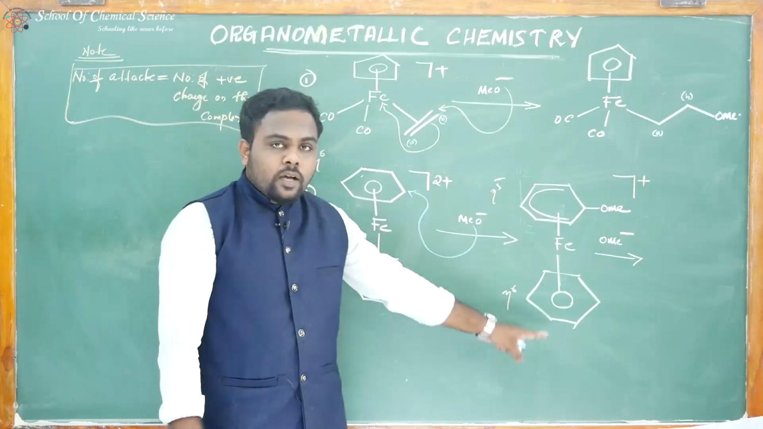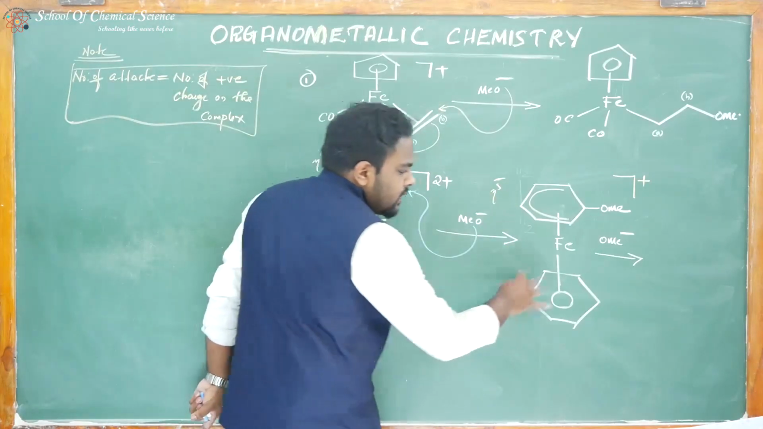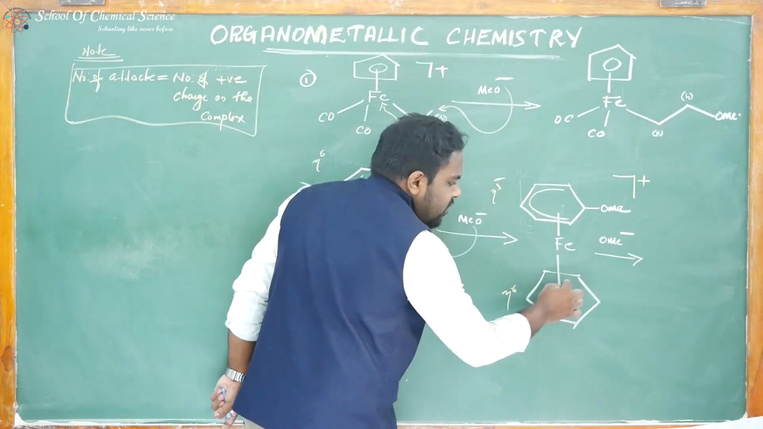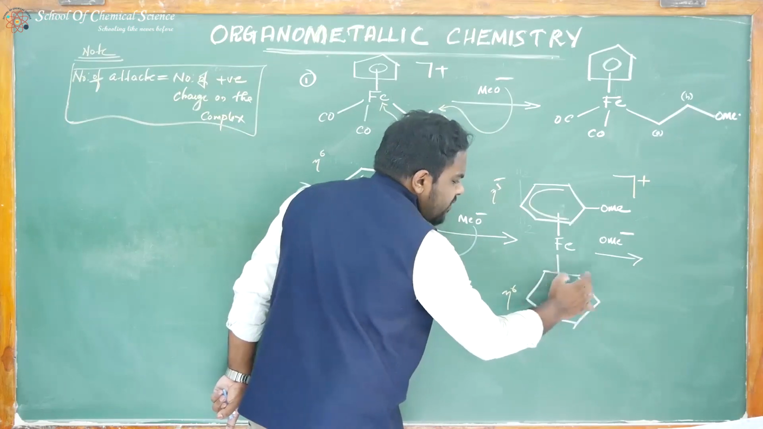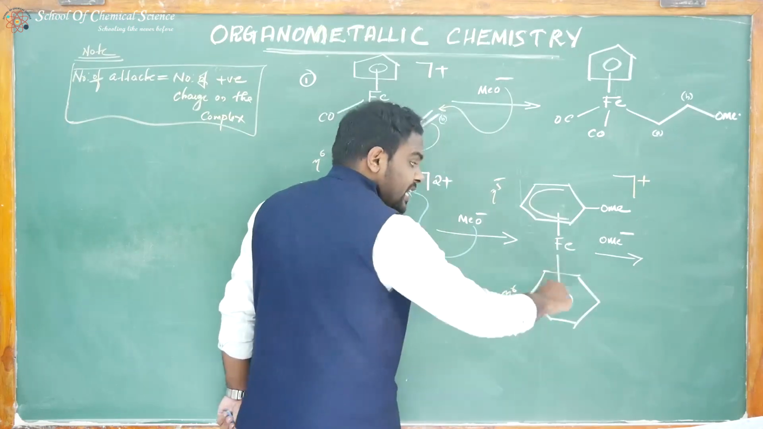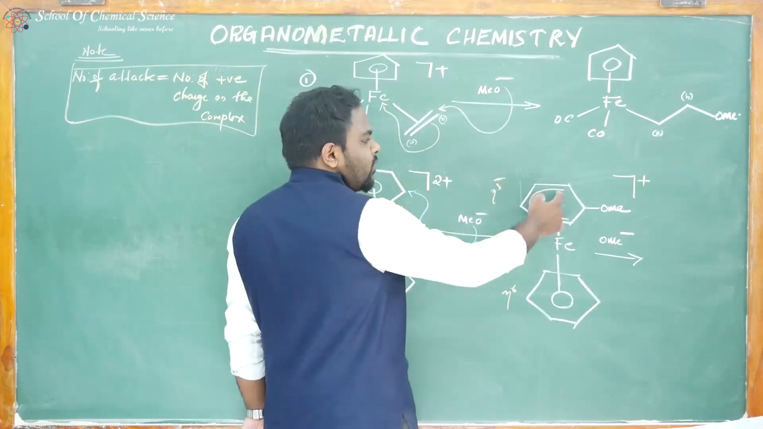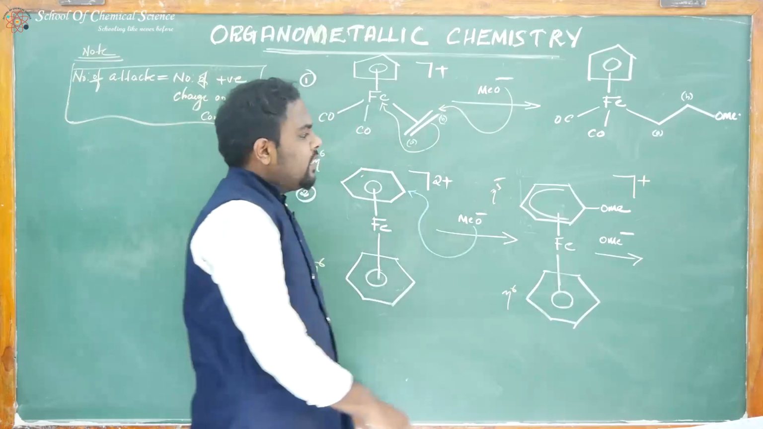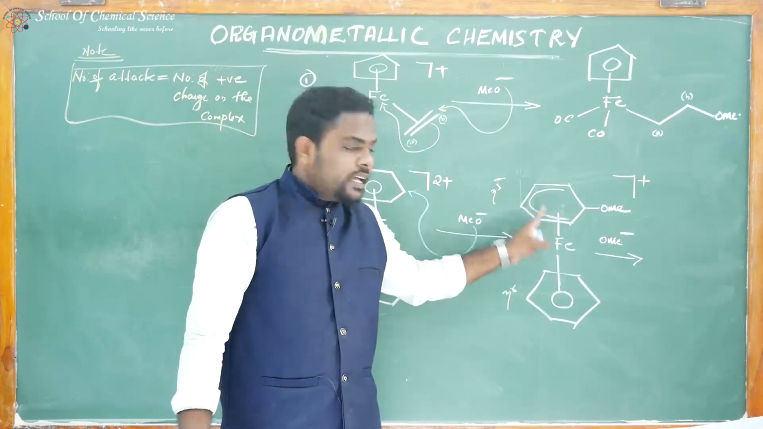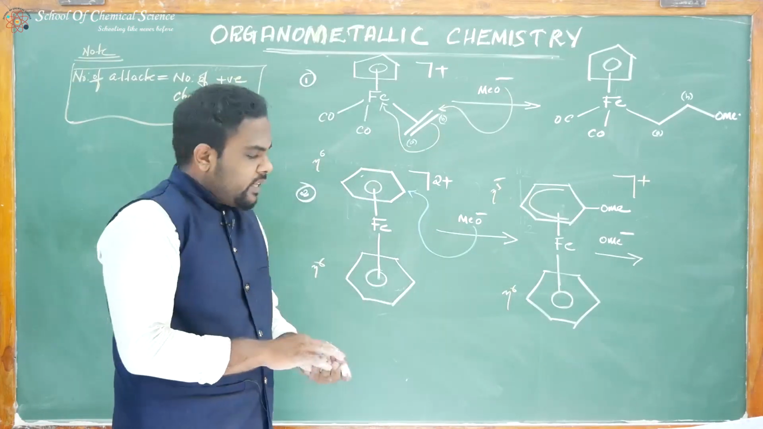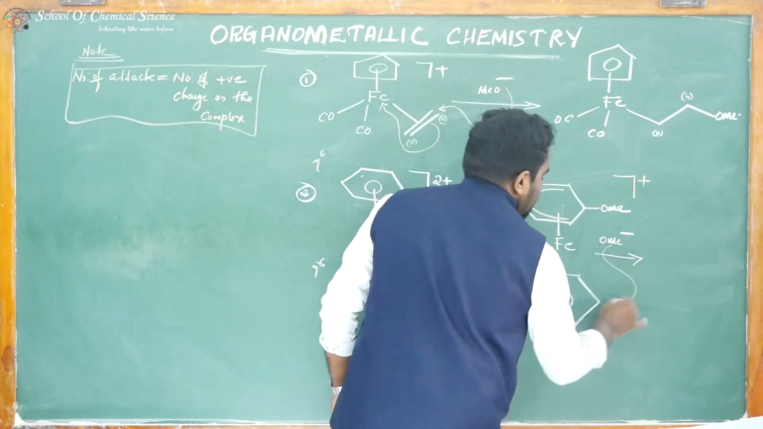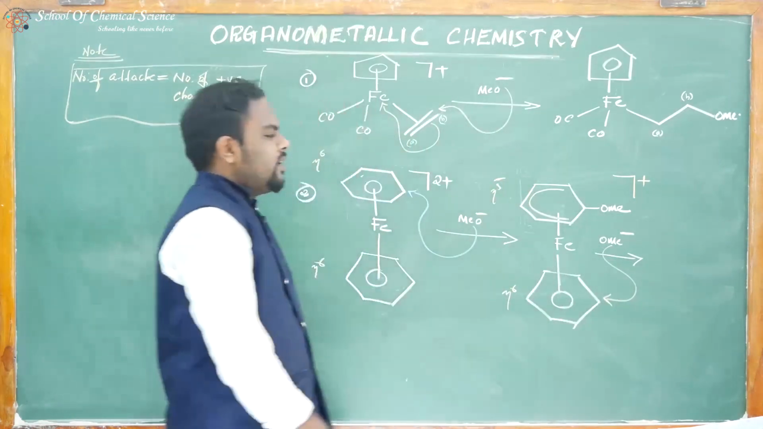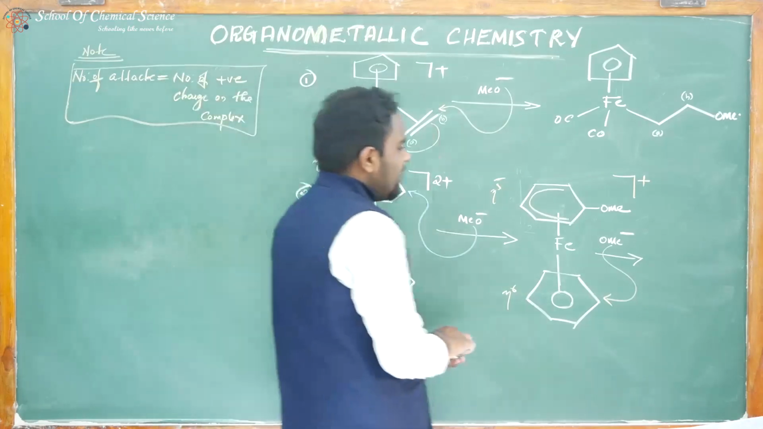Both are cyclic. But here it is an even center. Pi electron density is delocalized over 1, 2, 3, 4, 5, 6 carbons. It is an even center. Here pi electron density is delocalized over 1, 2, 3, 4, 5, only 5 centers. So it's an odd center alkene, and the other is an even center alkene. Definitely OMe minus will attack the even center. So what will be the final product?